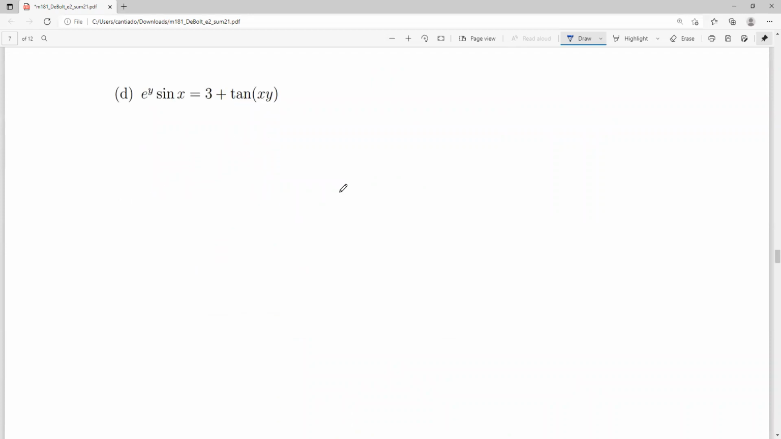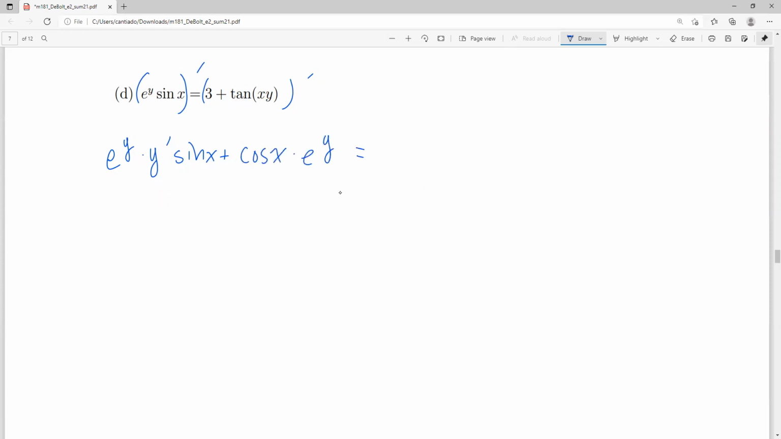e to the y sine x equals 3 plus tangent xy, right? So again, derivative of the left, derivative of the right. So what do we got here? We got product rule. So derivative of the first, derivative of e to the y, that's going to be e to the y times the derivative of the exponent. So that's y prime times sine x, plus derivative of the second. The derivative of sine x is cosine x. And then just copy down the e to the y.